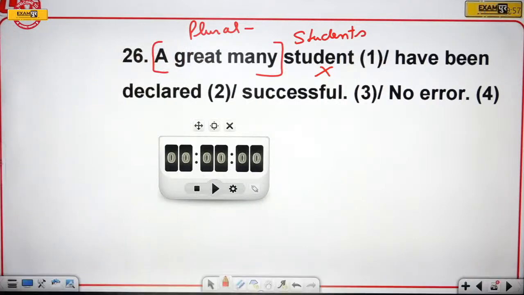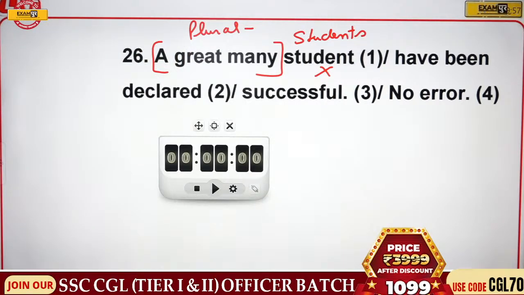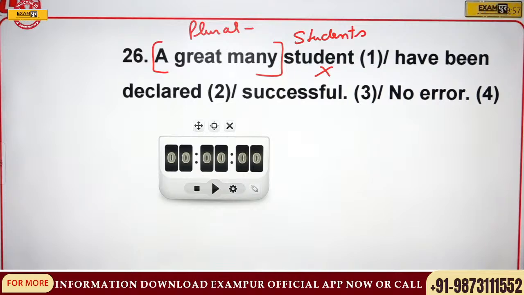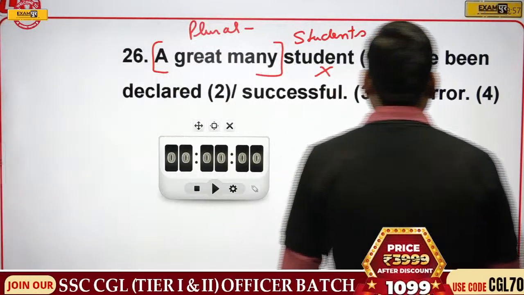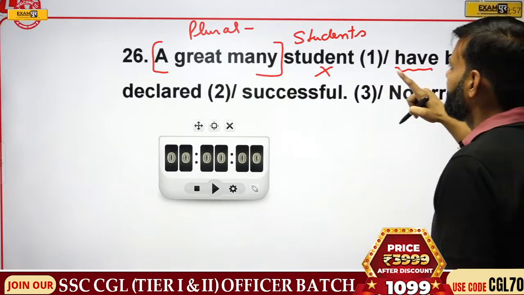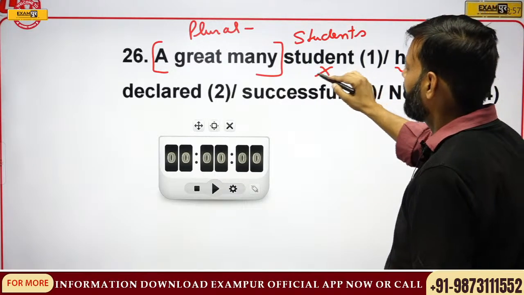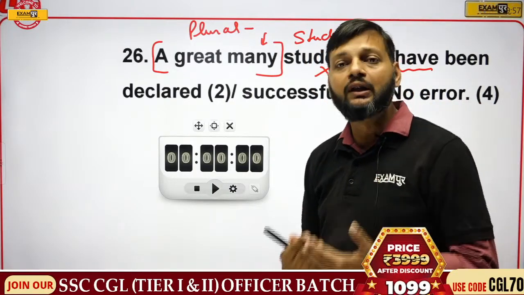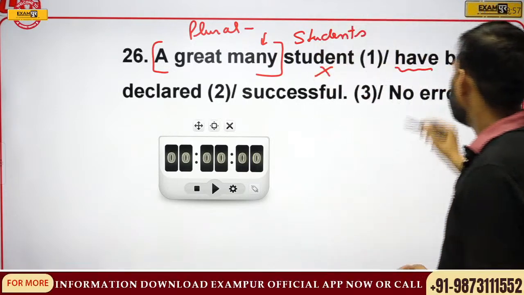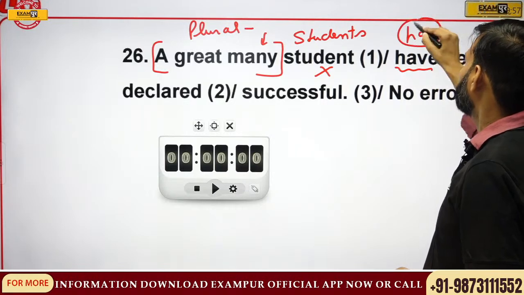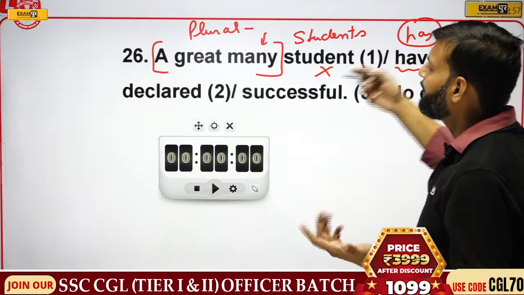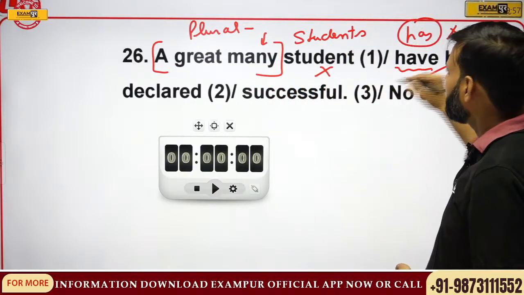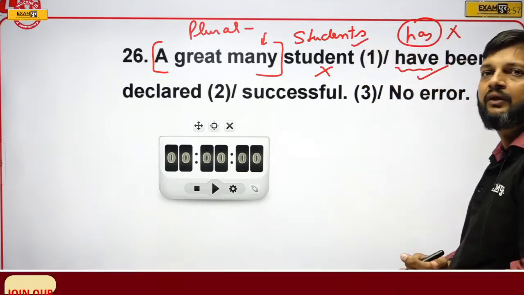Okay, Surbhi, no. You are replacing have by has, and you are not looking at the word many. The word many is always followed by a plural noun. If you replace have by has, what would happen with this word many? So have is absolutely correct here. Student will be replaced by students.